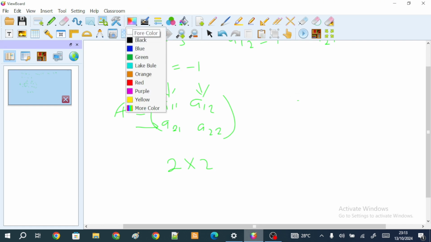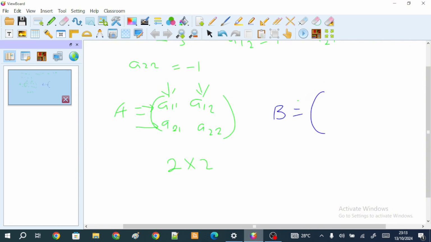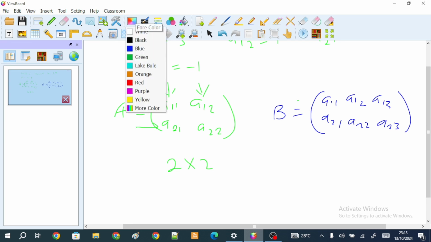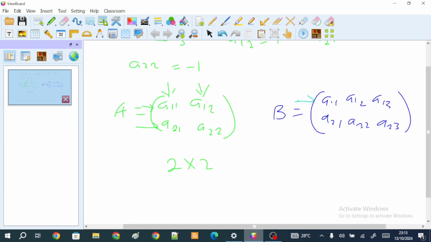Let's take this for instance. If we have a matrix B, and B has A11, A12, A13, A21, A22, and A23. Okay, so this matrix here has 1 row, 2 rows. So there are 2 rows. We write 2 by, there are 1 column, 2 columns, and 3 columns. So it's a 2 by 3 matrix. The matrix has 2 rows and 3 columns.